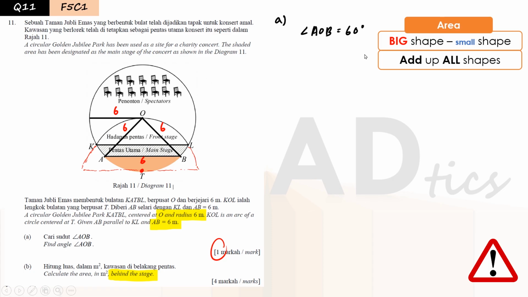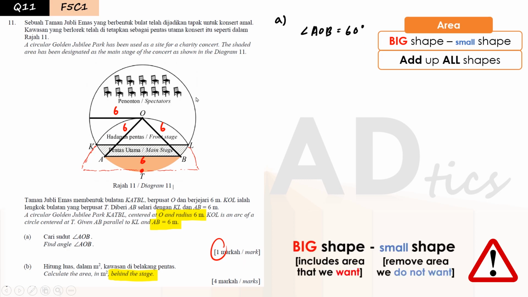Okay, so the big shape is actually the shape that I can recognize, and it includes the area that we are trying to find. So here, the shape I can recognize is this sector. Okay, this sector. So this would be my big shape. And how about the small shape? So the small shape would be the shape that I want to remove from the big shape, because I don't want it.